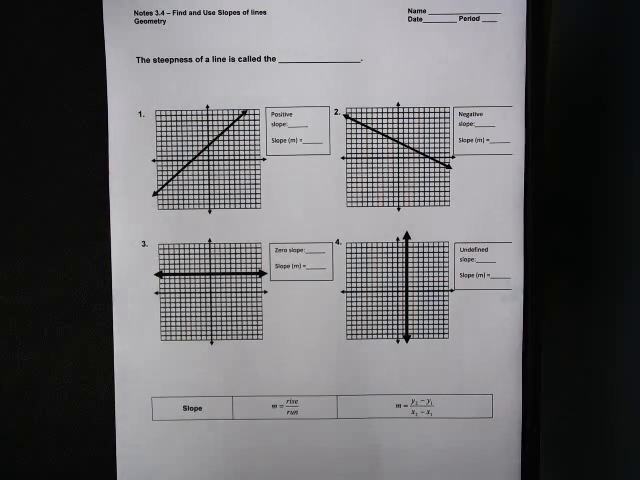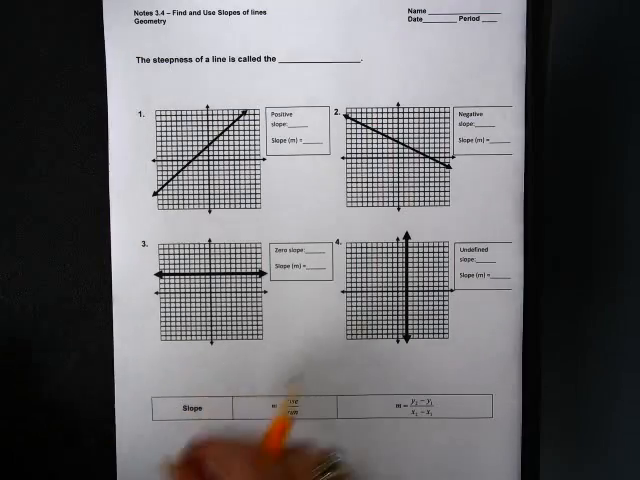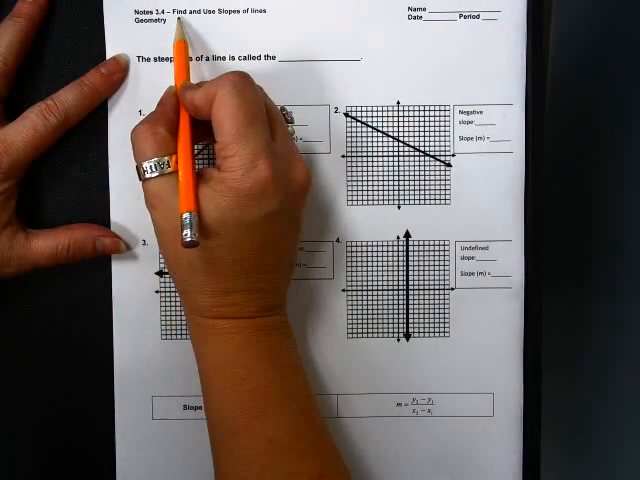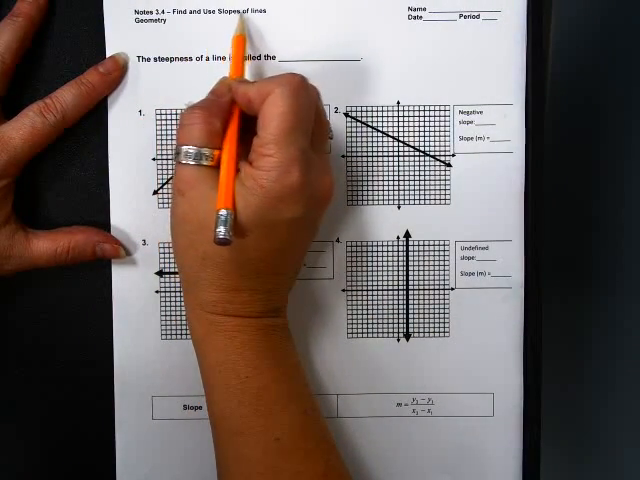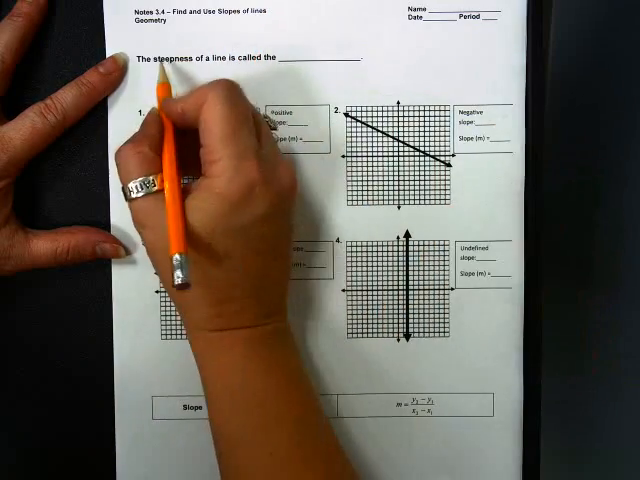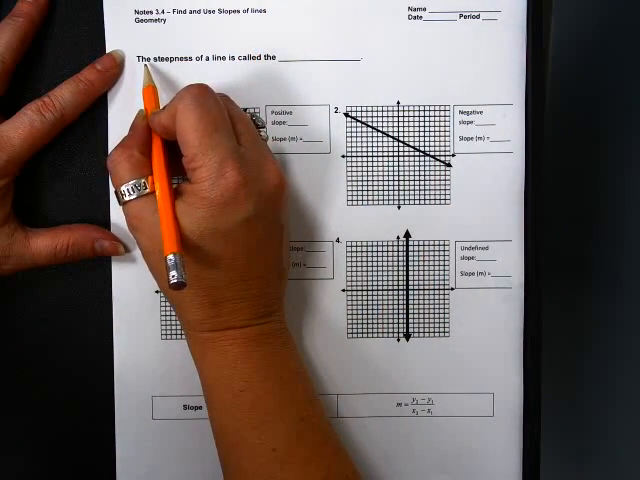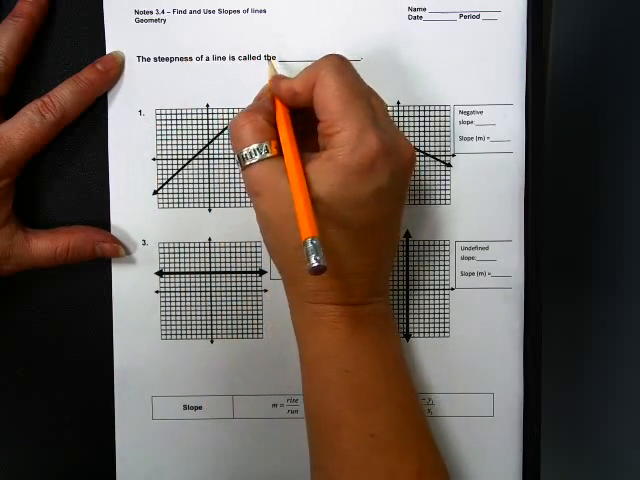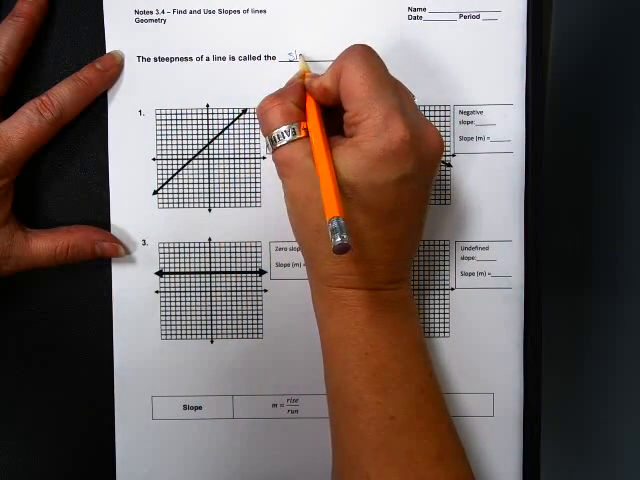Okay, students, today our lesson is going to be a review of algebra skills. And so our learning objective is going to be to find and use slopes of lines. As you recall from Algebra 1, the steepness of a line is called the slope.